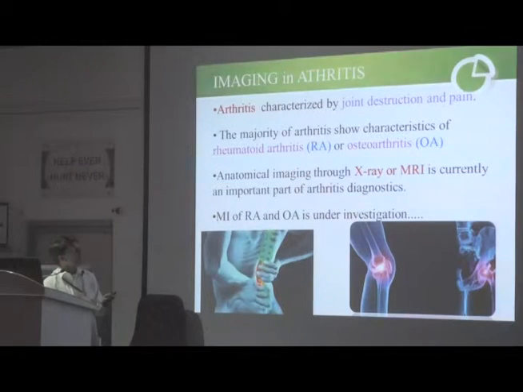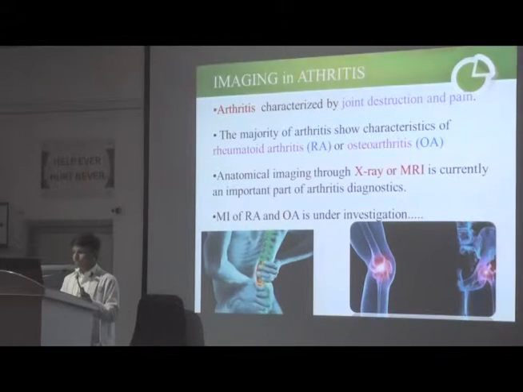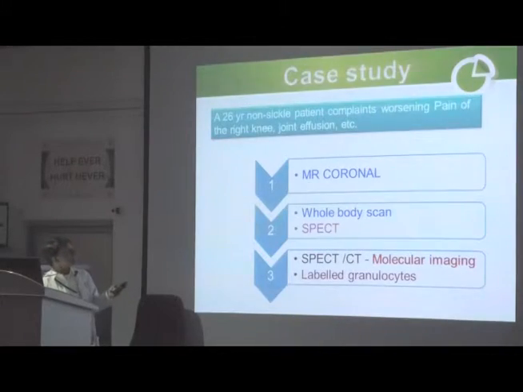Imaging and arthritis. Arthritis is characterized by joint destruction and pain. The majority of arthritis cases show characteristics of rheumatoid arthritis and osteoarthritis. Anatomical imaging through X-ray and MRI is currently an important part of arthritis diagnosis. Presently, molecular imaging of rheumatoid arthritis and arthritis is under investigation. Probably in the future it can serve the purpose. Here I will present the case study.